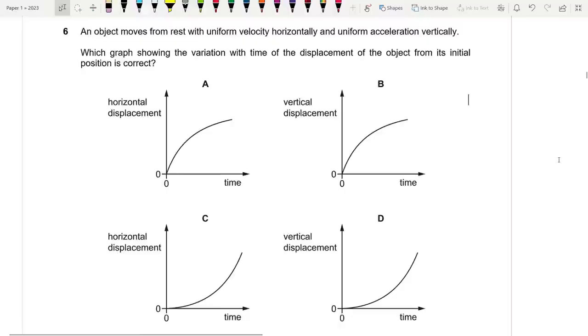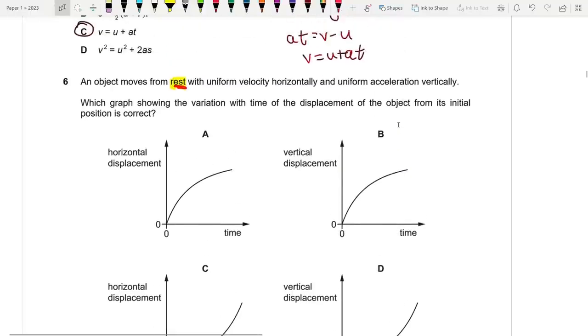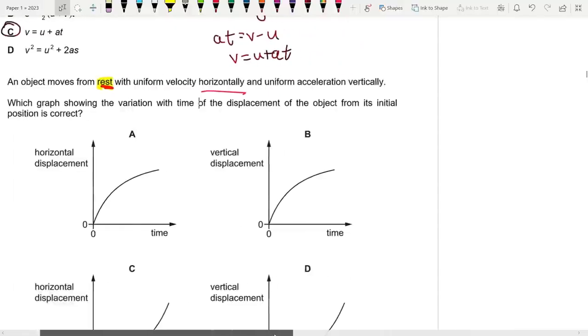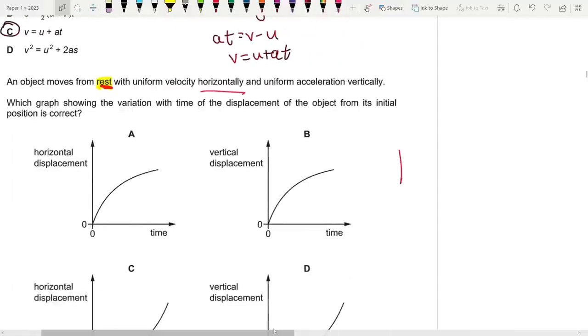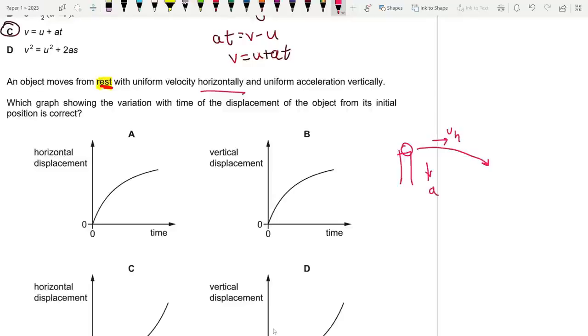Okay, so as I was saying, we start from rest, keyword, with uniform velocity horizontally and uniform acceleration vertically. So it's like a horizontal projectile. Suppose it's an object over here and it's released like this. It has uniform acceleration vertically downwards and constant horizontal velocity.